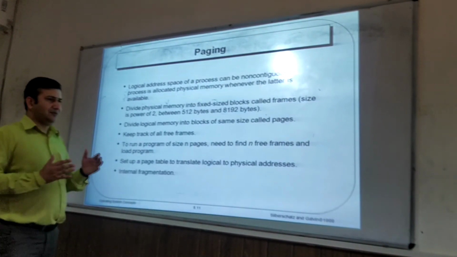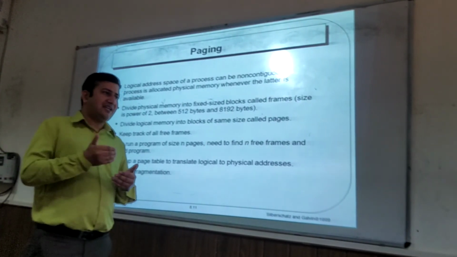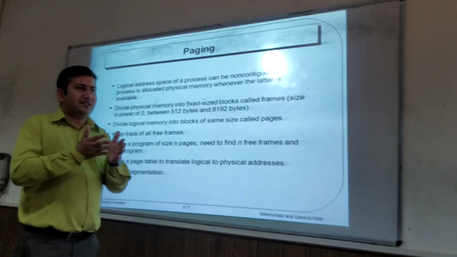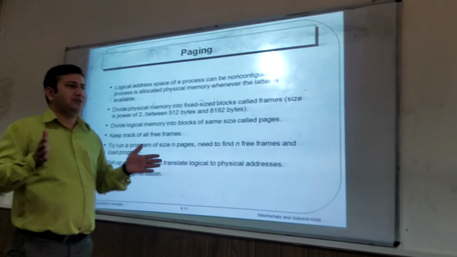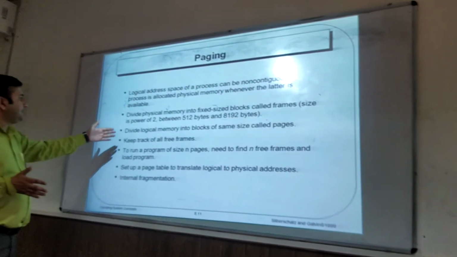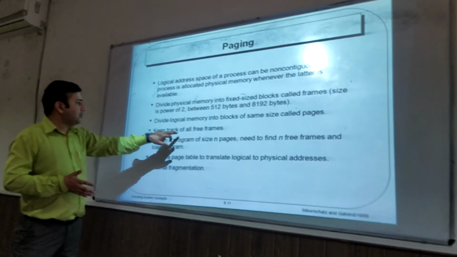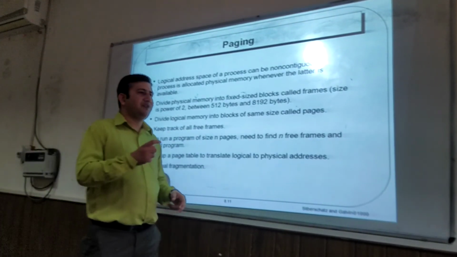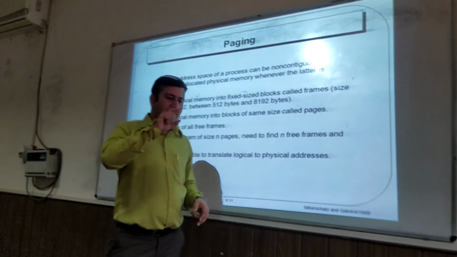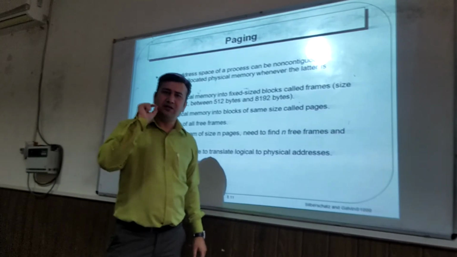Next one is paging. We can represent the memory in the form of pages. Each page has a fixed size. On the basis of pages we can divide the overall memory. So these are the main criteria for defining pages. Keep track of all free frames. What are frames? Frames are the space available in the main memory.